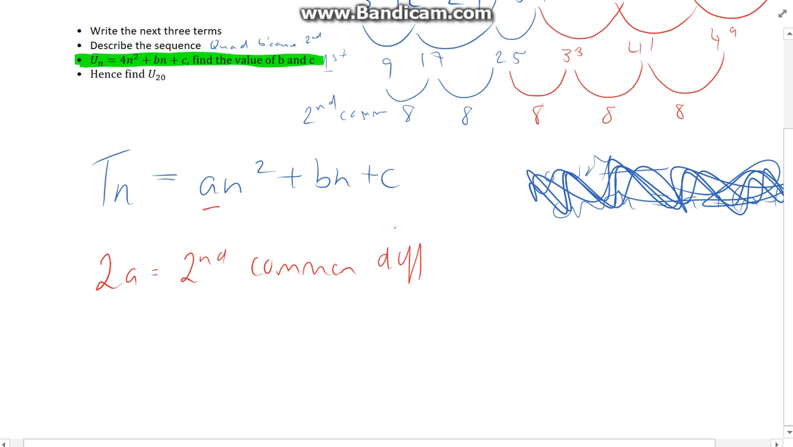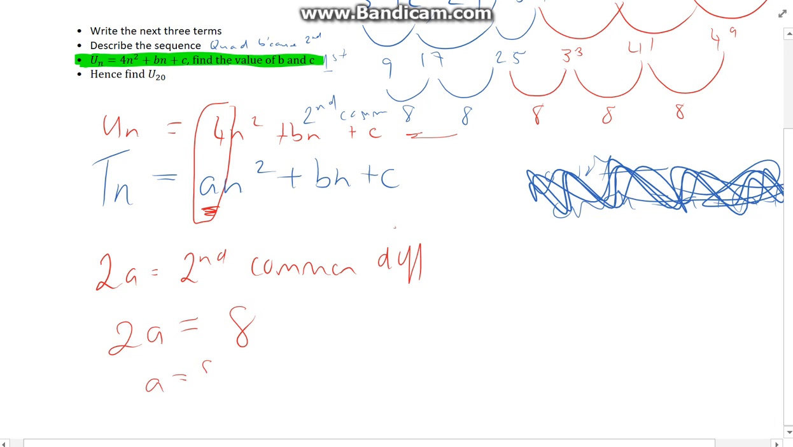So when we see what they gave us, they just changed u. They had 4n squared plus bn plus c, and we have to find b and c. They told us that a was equal to 4. A lot of the time they'll do this for you, but just in case they don't, you need to know that 2 times a is equal to my second common difference, and my second common difference this time was 8. So a was equal to 8 divided by 2, so a was equal to 4.